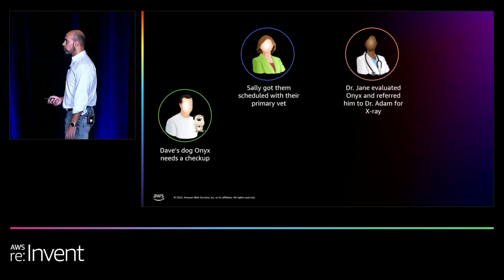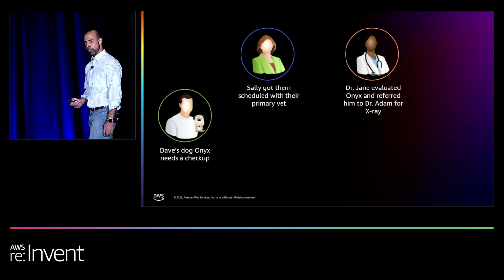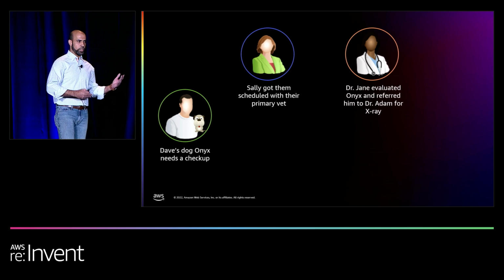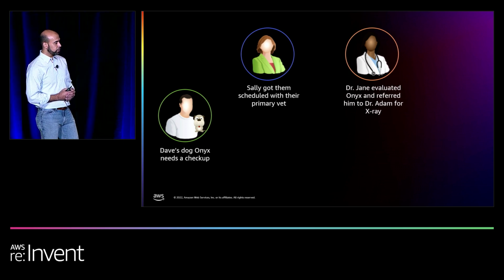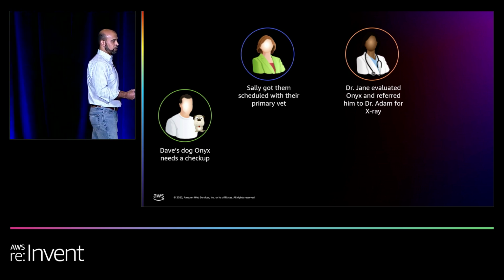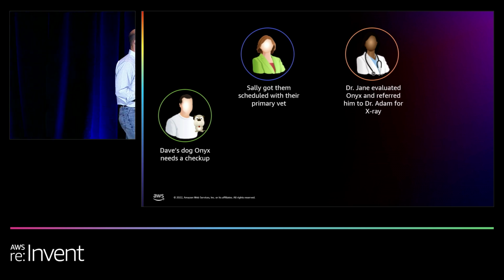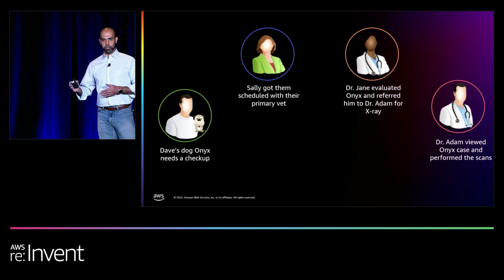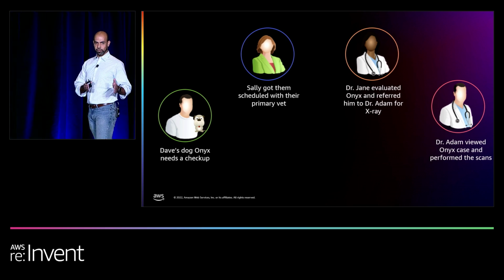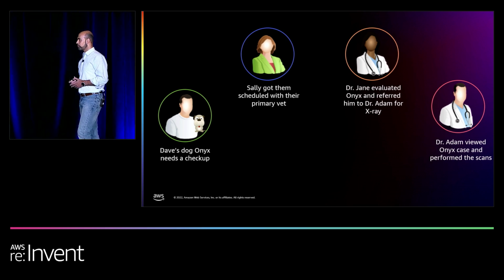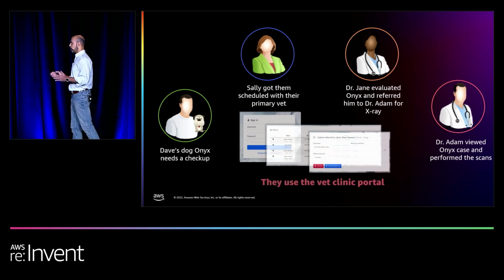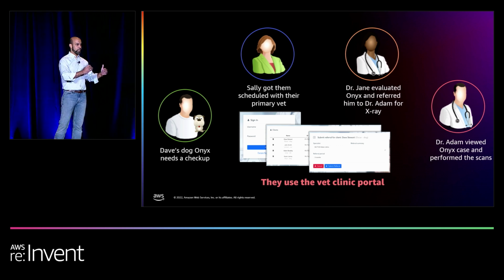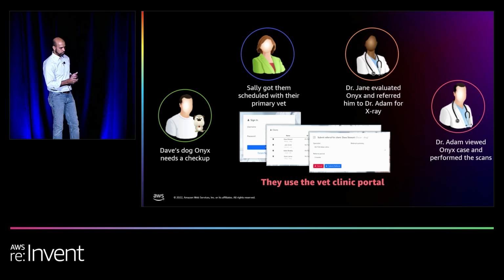Sally put him up for an appointment with their primary doctor, Dr. Jane. Because Dr. Jane is the primary doctor for Onyx, she has access to his history and the records of his previous visits. But she found that Onyx needs an X-ray. So she will refer them to a specialist, Dr. Adam, who will run the X-ray. And with this referral, Dr. Adam gains more access into Dave as a client and Onyx as a patient. They use this patient portal application, and we will be looking at a few of these use cases and how this translates into policies and how do I evaluate these policies at runtime.